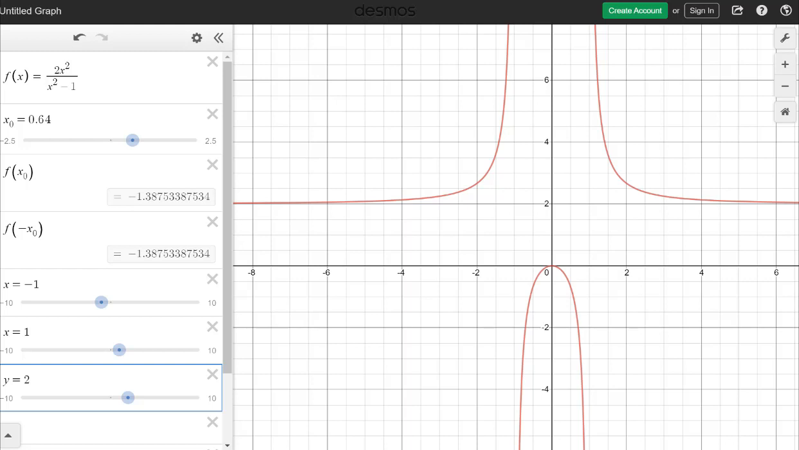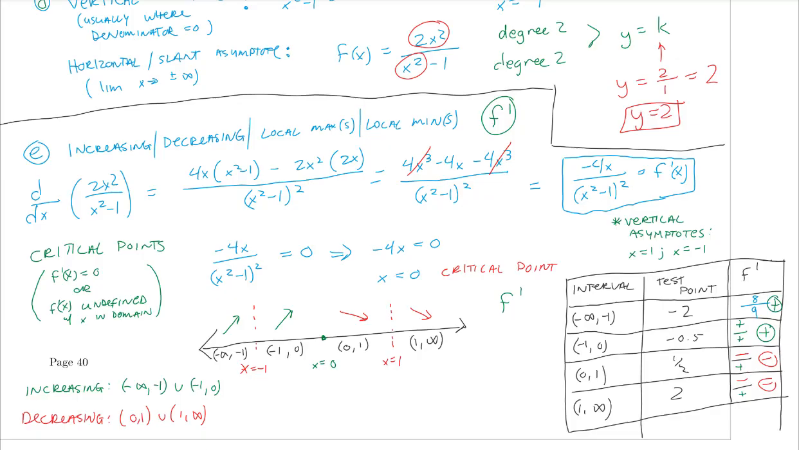So I'll give you a second to take down some of those notes. Go ahead and pause right now if you want to write some of this down.